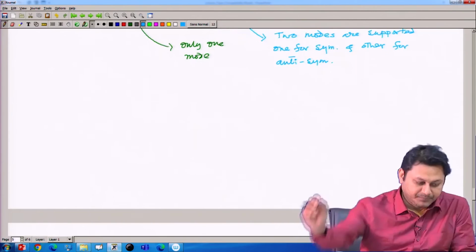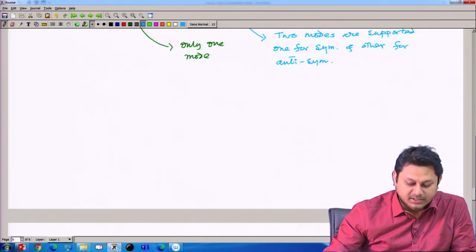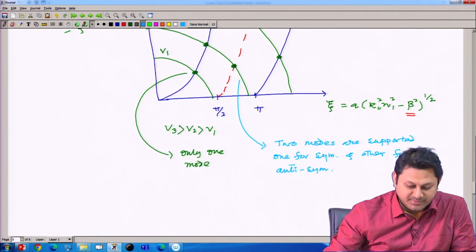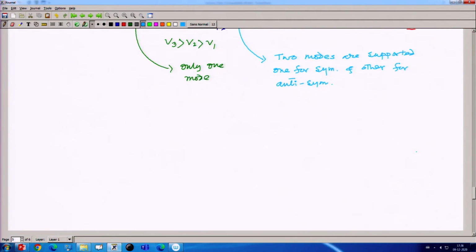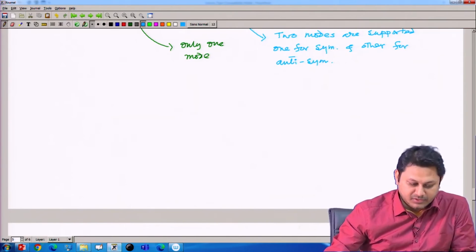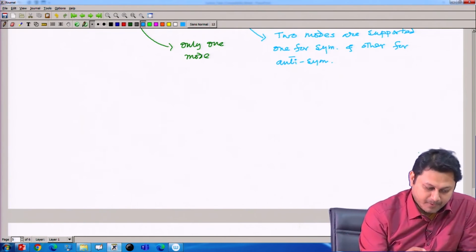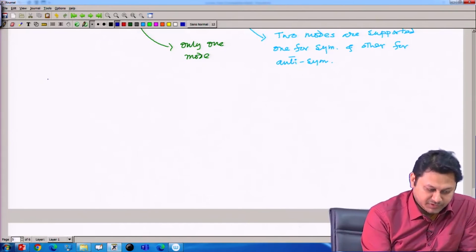Now, we are going to draw the mode distribution, because that is important. So far we are talking about the symmetric mode, antisymmetric mode, but we never plot how the mode is going to look like. So, before concluding this class, I am going to show how the mode should look like. Okay. So, let me draw this quickly. So, this is mode distribution.